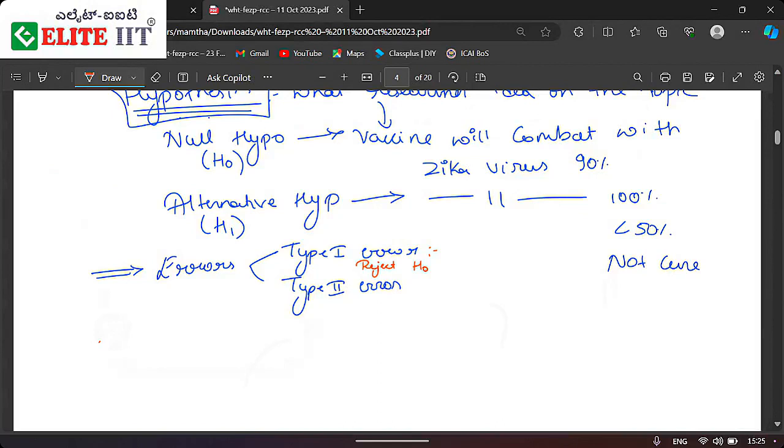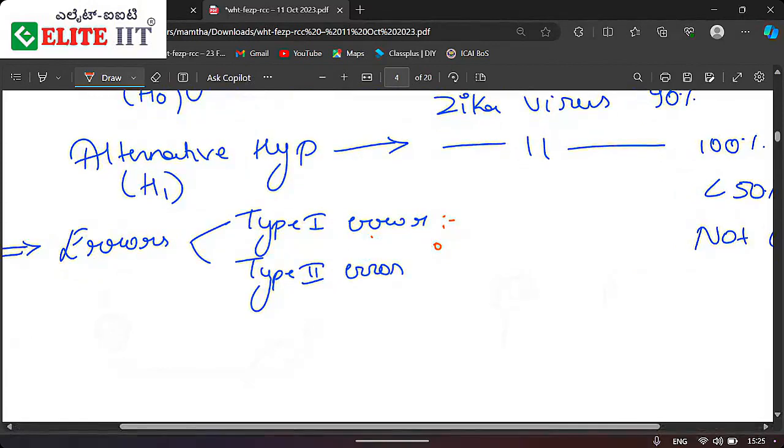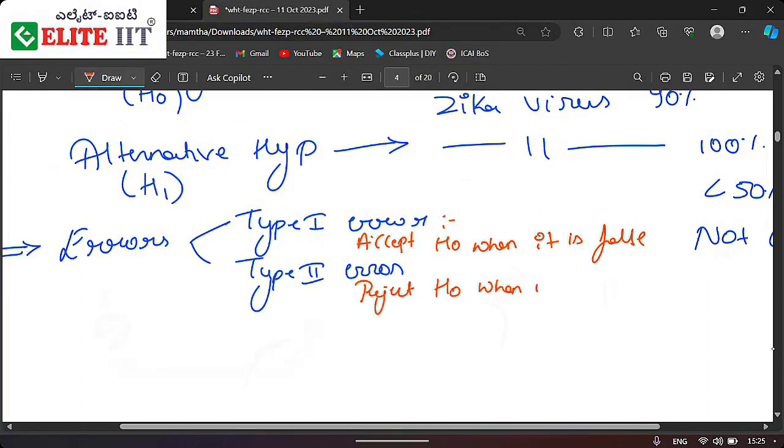Whenever it is a type 1 error, you are going to accept the null hypothesis when it is false, after testing a result, I'm saying. And a type 2 error is when you reject the null hypothesis when it is actually true. So please do remember this concept.